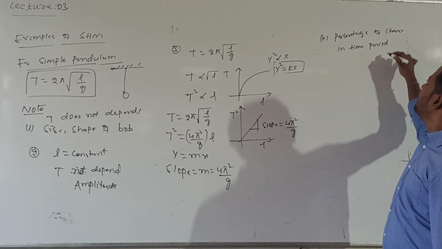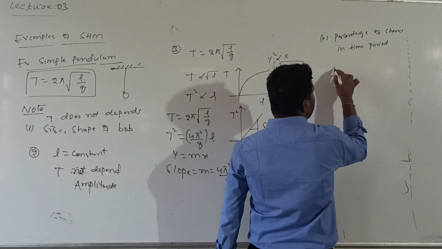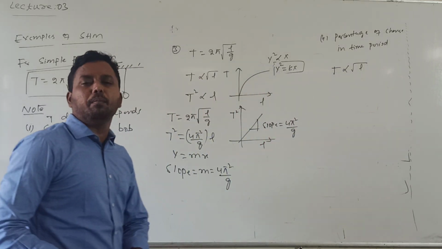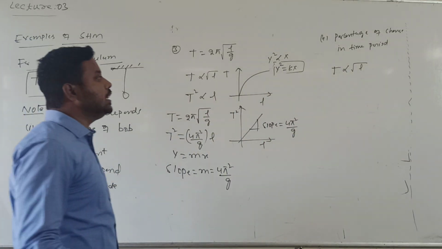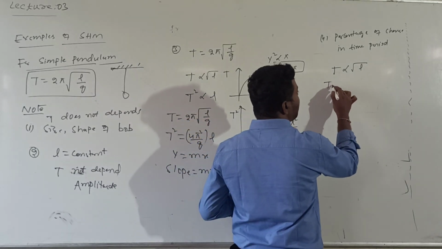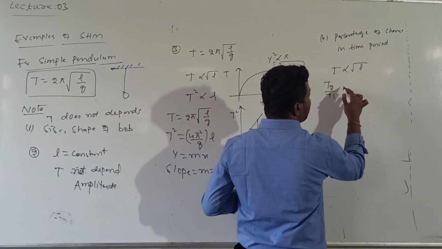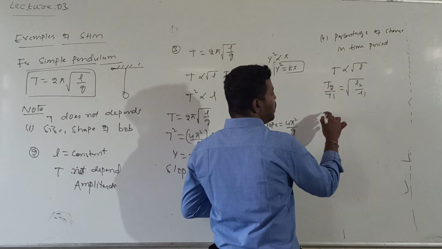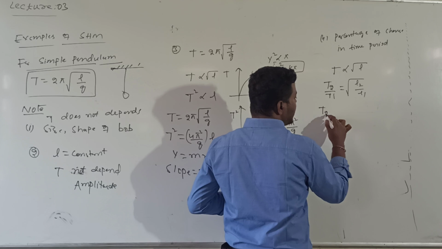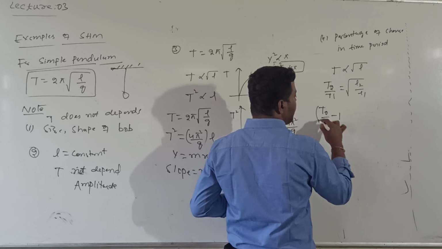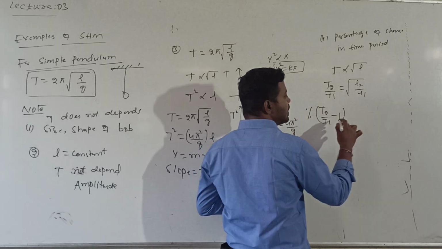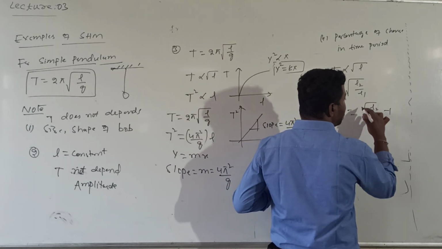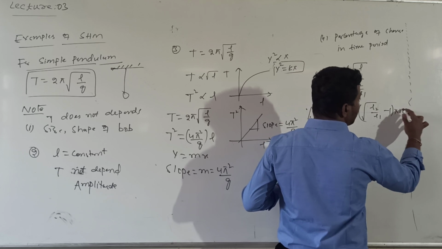So generally, the time period T is directly proportional to root L. Whenever the increase in the length value is more, if I want to calculate the percentage, T2 by T1 is equal to root over L2 by L1. To calculate the percentage, it is T2 by T1 minus 1, into 100, or the percentage is equal to root over L2 by L1 minus 1, into 100.